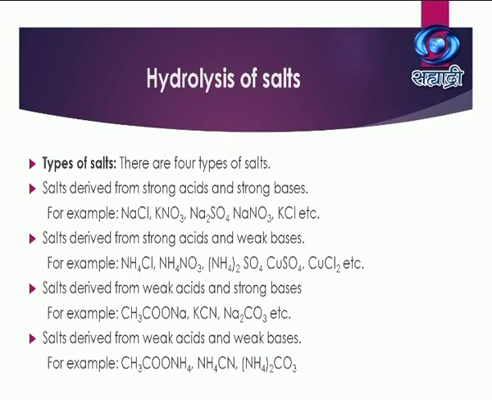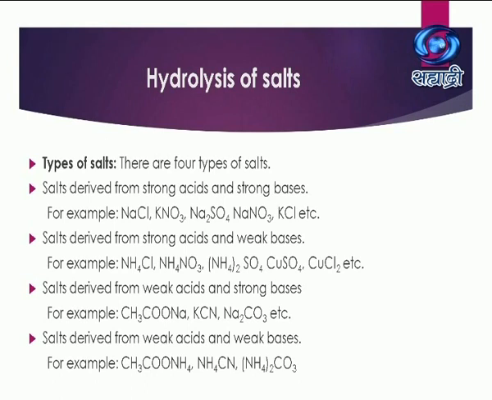Salts derived from strong acids and weak bases. For example, ammonium chloride, then ammonium nitrate, then ammonium sulfate, etc. Then salts derived from weak acids and strong bases. For example, sodium acetate, potassium cyanide, sodium carbonate, etc. And then salts derived from weak acids and weak bases. For example, ammonium acetate, ammonium cyanide, ammonium carbonate.